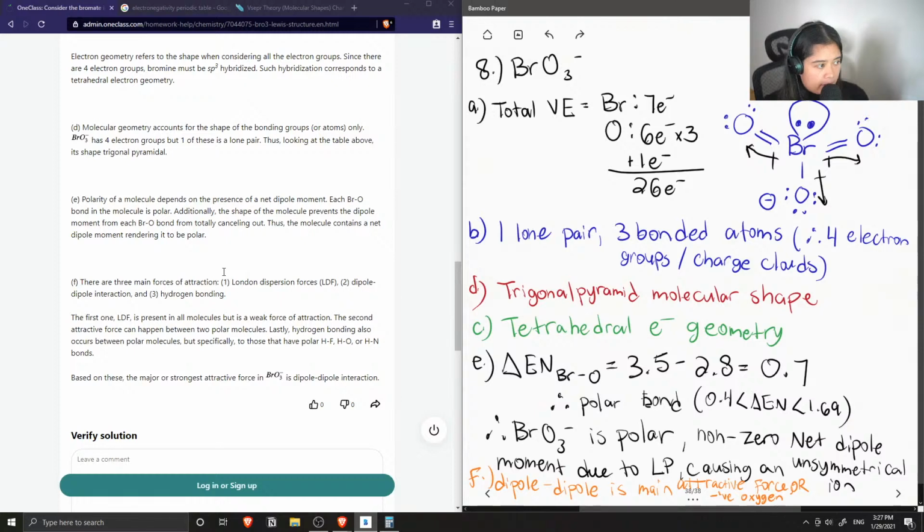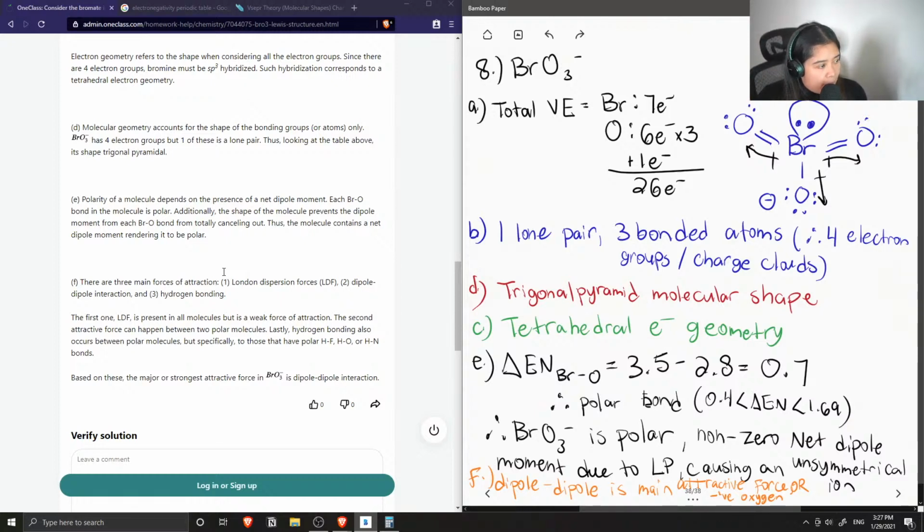And for the polarity of a molecule, this depends on the presence of a net dipole moment. Each bromine-oxygen bond is polar. Additionally, the shape of the molecule prevents the dipole moment from each bromine-oxygen bond from totally canceling out. Thus, the molecule contains a net dipole moment, rendering it to be polar.